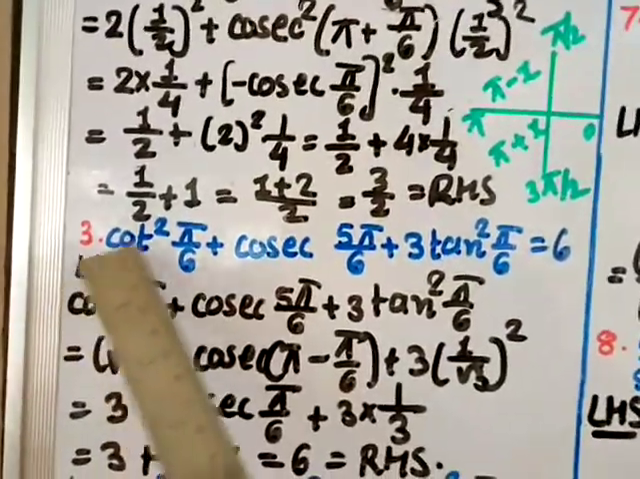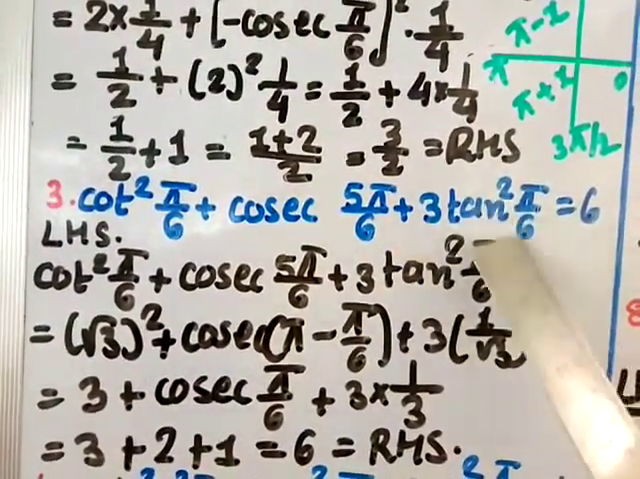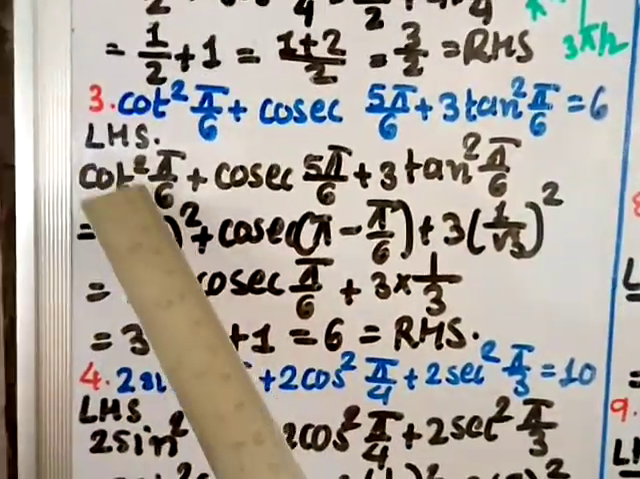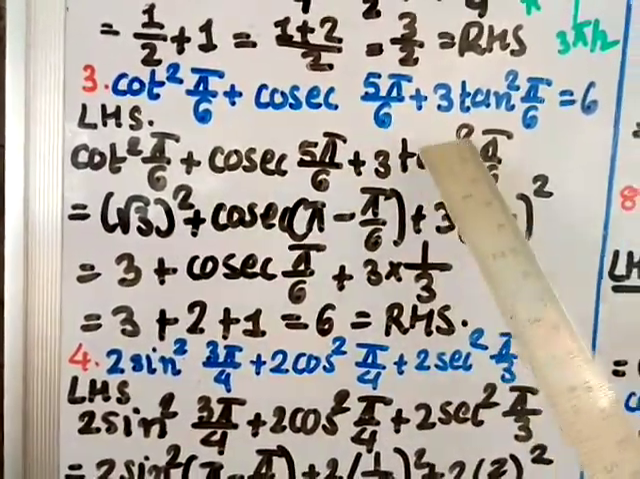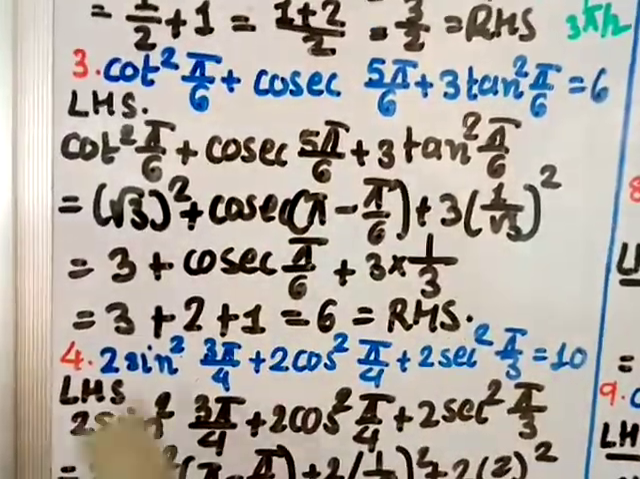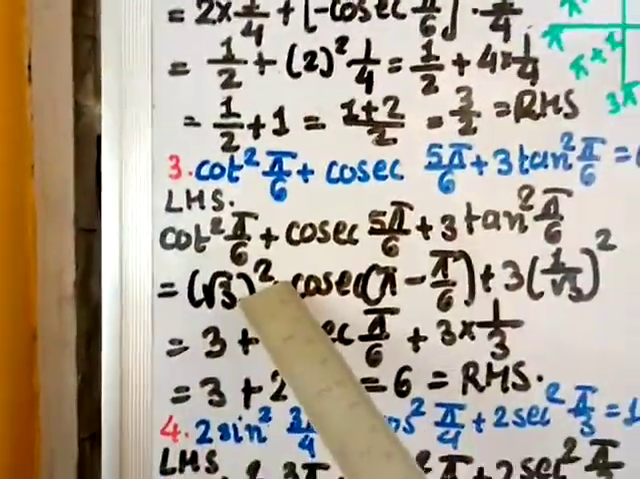Number 3, cot square pi by 6 plus cosec 5 pi by 6 plus 3 tan square pi by 6 is equal to 6. Left hand side, cot square pi by 6 plus cosec 5 pi by 6 plus 3 tan square pi by 6. Now you have to again convert this into the first quadrant. So cot pi by 6 value we know, root 3. So put the value root 3 whole square.